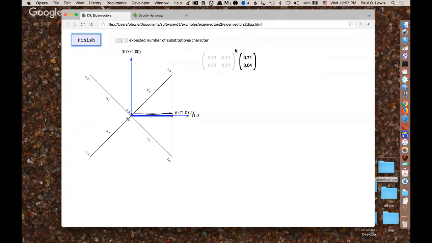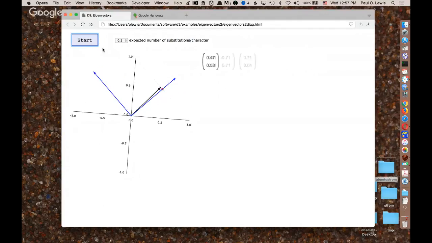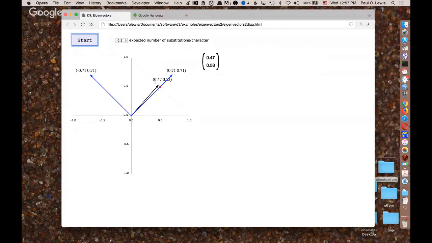And then we finish by multiplying by the eigenvector matrix. And that has the effect of rotating everything back to the original coordinate system. And now we've effectively moved that point closer to the equilibrium by doing this transformation.